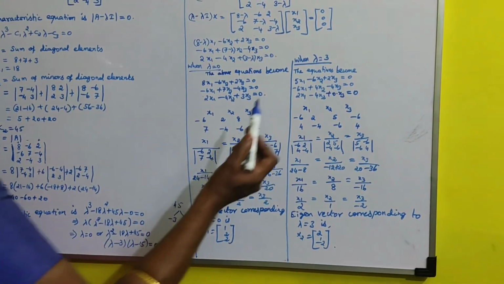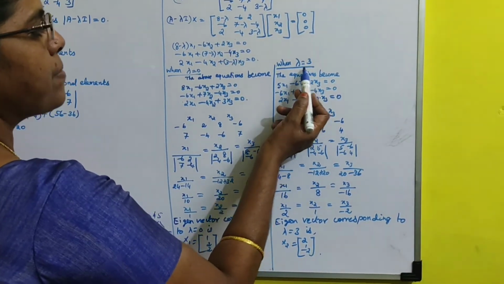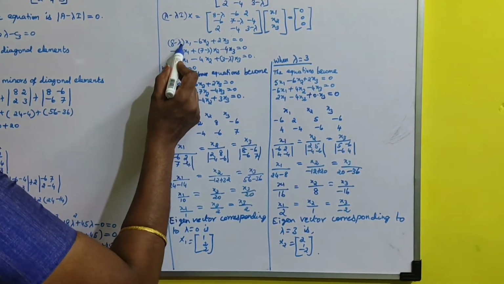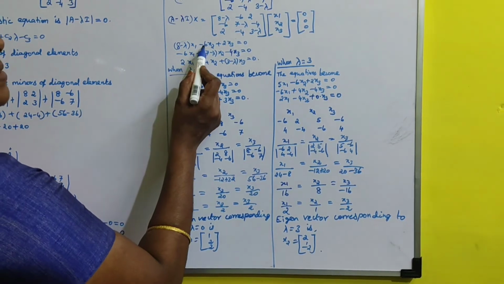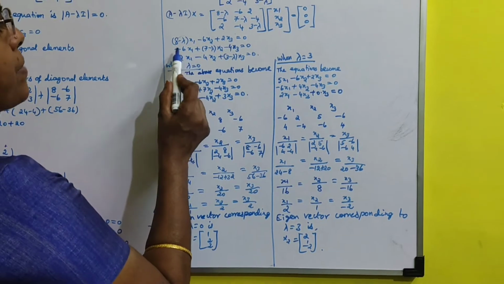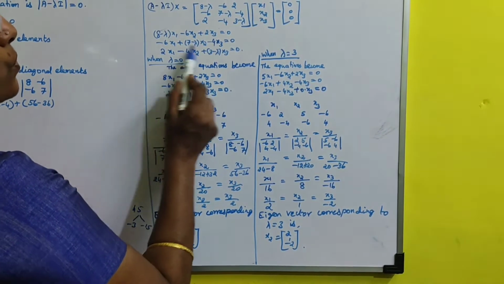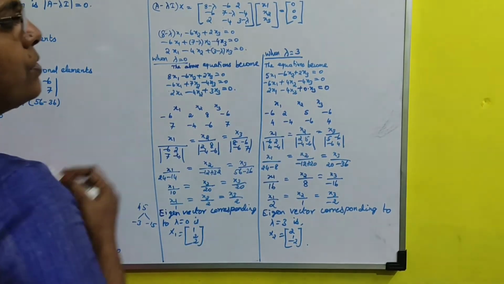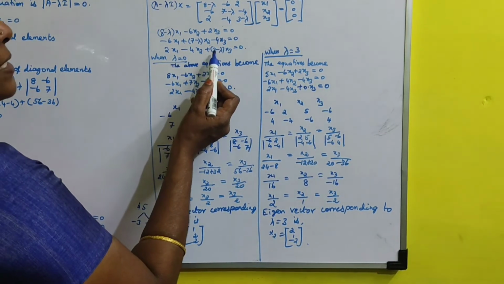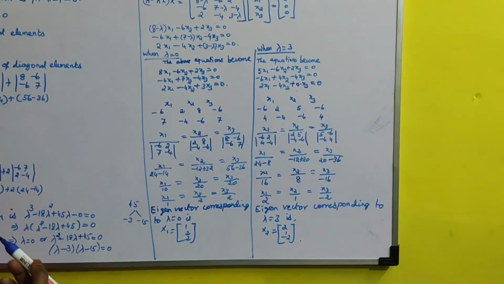Next, for lambda equal to 3, we have to find the eigenvector. So, for that, put lambda equal to 3 in these three equations. If you put lambda equal to 3, we will have 5x1 minus 6x2 plus 2x3 equal to 0. The second equation: minus 6x1 plus (7 minus 3), that is 4x2, minus 4x3 equal to 0. And the third equation: 2x1 minus 4x2 plus (3 minus 3), that is 0 into x3, equal to 0.